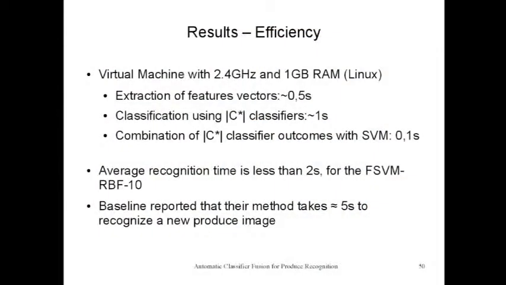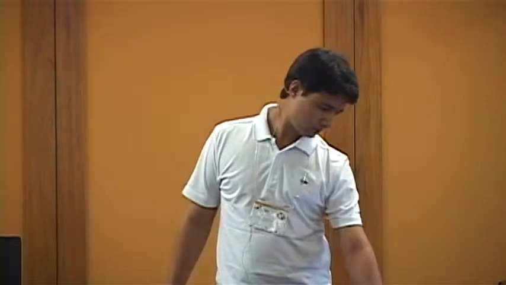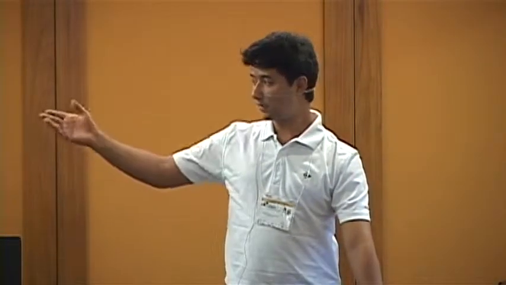We also performed some tests to measure efficiency. The extraction of feature vectors takes less than 1 second. The classification using the selected classifiers takes around 1 second. The combination of outcomes takes less than 1 second also. And the baselines reported around 5 seconds to perform the classification.